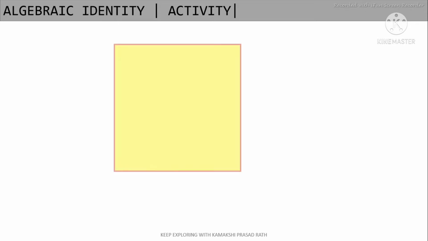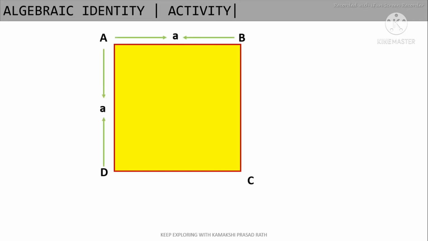To do so, we consider a square ABCD of side a cm. Then let us extend AB and AD by b cm to get the points E and F. So we have extended AB and AD to get the points E and F.